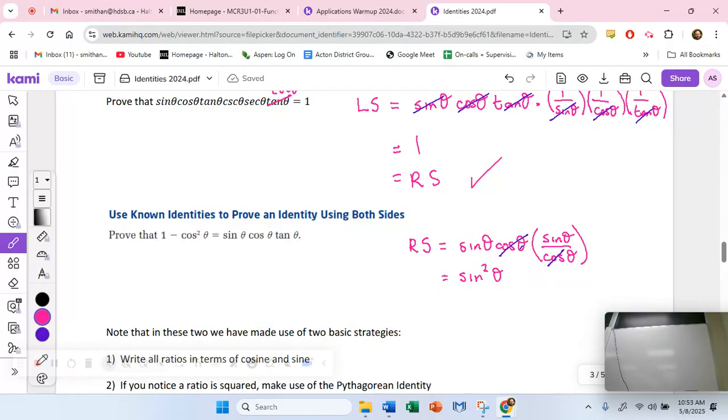When you see sine squared or cosine squared, that's a clue that maybe you can reach for that Pythagorean identity. Can you flip to the previous page? Is there a way we can connect sine squared theta with what's on the left side, 1 minus cosine squared theta? What is the relationship between sine squared theta and 1 minus cosine squared theta?